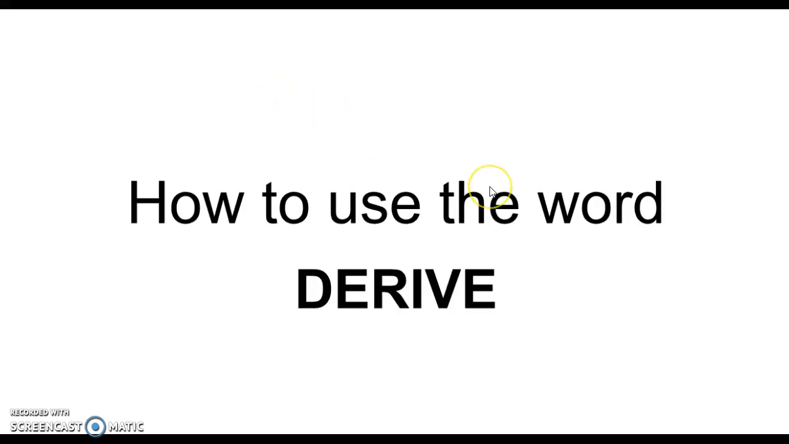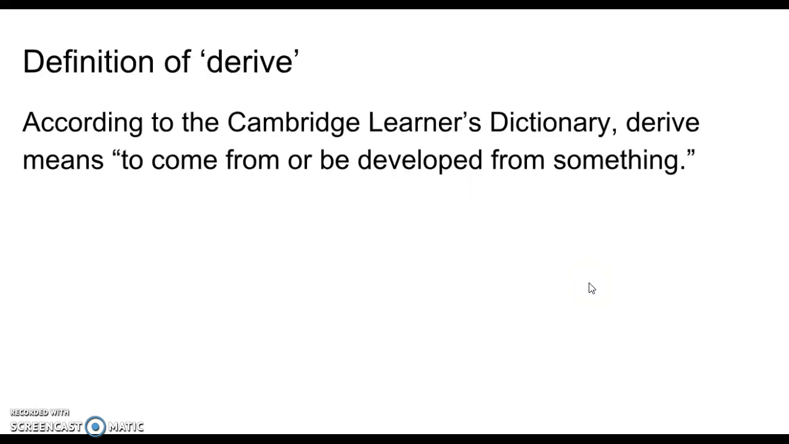In this short video, we're going to discuss how to use the word derive, which is another word on the academic word list. According to the Cambridge Learner's Dictionary, derive means to come from or be developed from something or something else. So it's probably easiest to remember derive as meaning to come from.